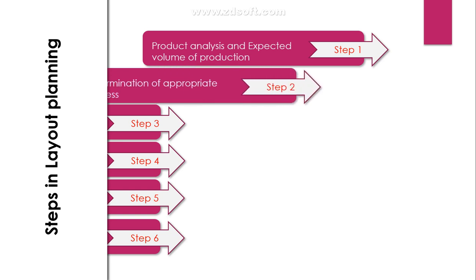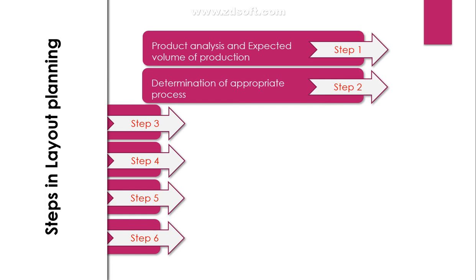Moving ahead, the next step is determination of the appropriate process. Once we have an idea of the product, we need to decide on the process of production. We have different types of production systems which help us produce products: a job shop, batch, continuous. These are the different processes for converting inputs, so we need to decide on the appropriate process which suits our production and the expected volume of production.